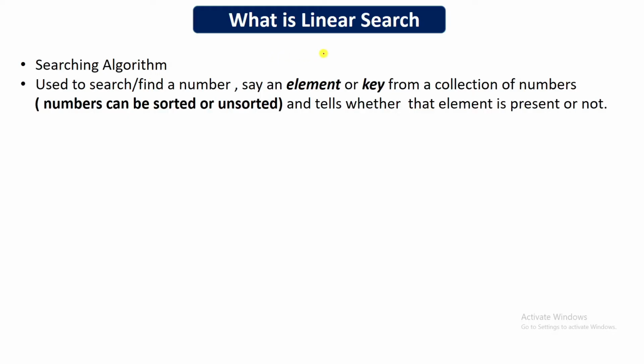So what is linear search? Linear search is a searching algorithm, and this algorithm or method is used to find a number, or you can say an element or a key, from a given collection of numbers. The collection can be in an unsorted manner or it can be in a sorted manner also. Finally, this linear search algorithm tells whether that particular element or key is present in that collection of numbers or not.